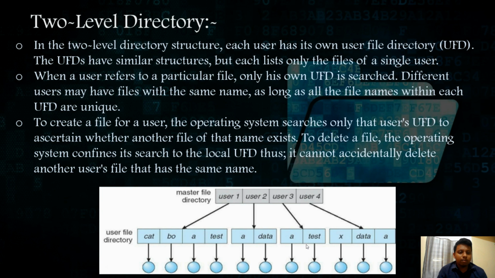To create a file for a user, the operating system searches only that user's file directory to check whether another file of that name exists or not. To delete a file, the operating system confines its search to the local user file directory. Thus, it cannot accidentally delete another user's file that has the same name.